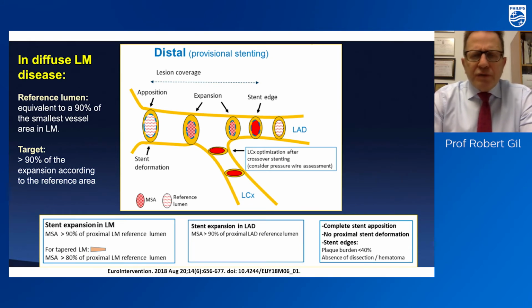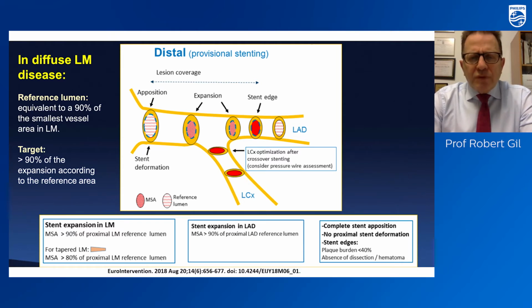Just to show you, regarding the two options of distal left main stenting, provisional and two-stent technique, we have to remember that our assessment shouldn't be focused only on minimal stent area, but also on these additional features, which I have already mentioned. And based on the latest papers, we can base our decisions on the optimal magnitude of this minimal stent area.